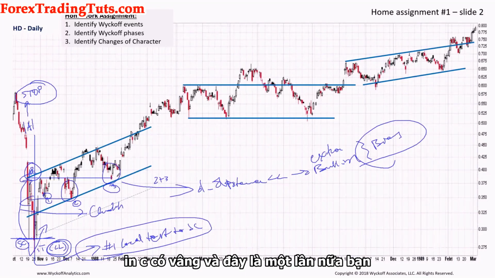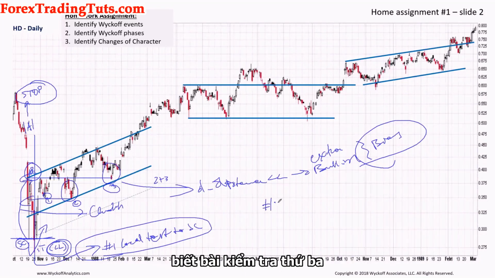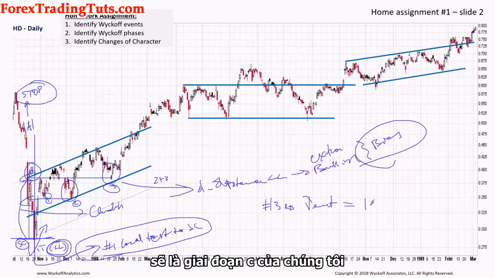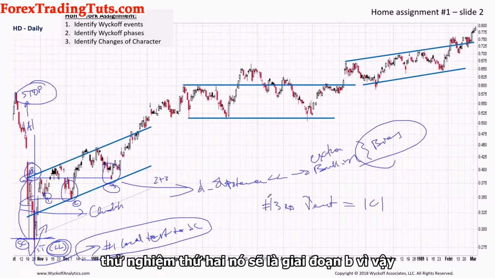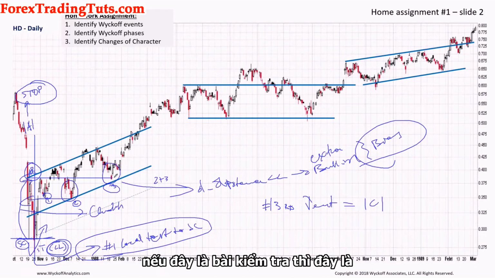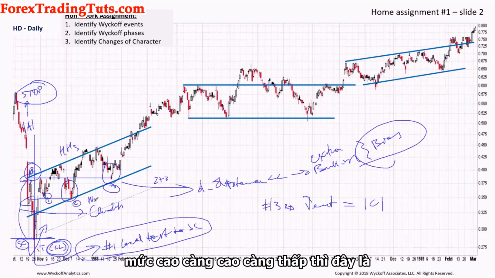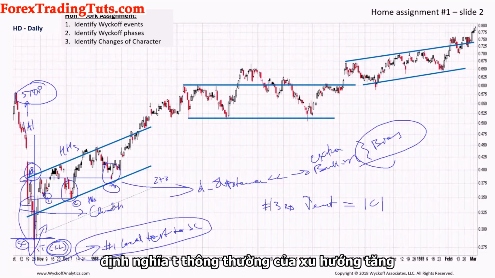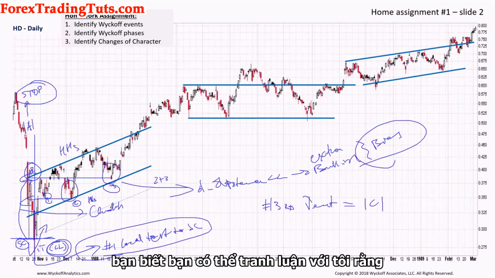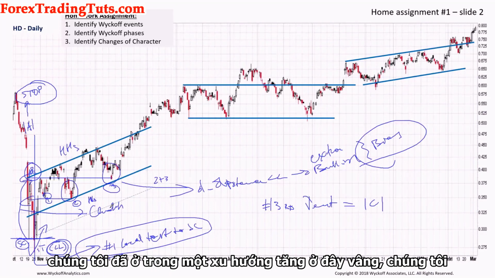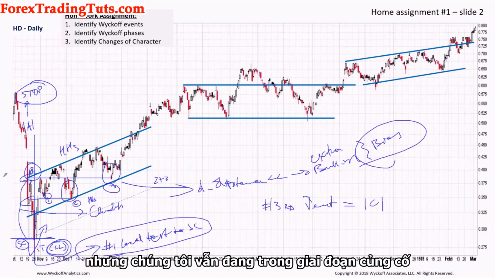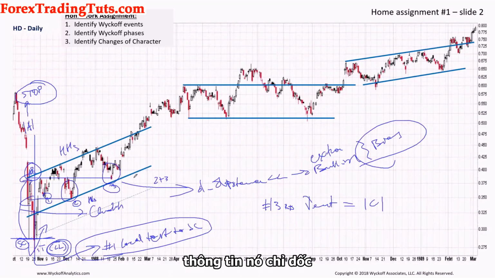Yeah, and this is again, third test is going to be our phase C. Second test is going to be phase B. So if this is the third test, this is from where the trend should start. And even though there is already a definition of higher highs, higher lows, this is the conventional TA definition of the uptrend. You could argue with me that we're already in the uptrend here. Yes, we are, but we're still in the consolidating formation. It's just upsloping.